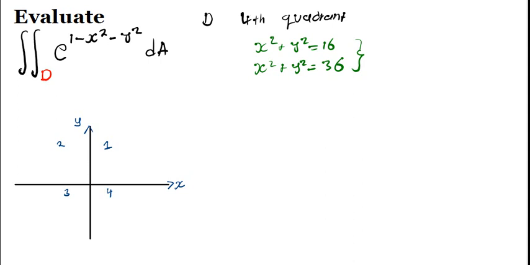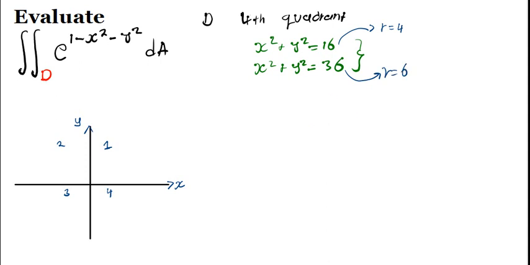One thing you can notice from these two functions is that they are actually circles. This is a circle of radius 4. To find the radius, just say the radius is equal to the square root of 16, which gives you 4. You do the same for the other: the radius is the square root of 36, which gives you 6. So this one has a radius of 6.